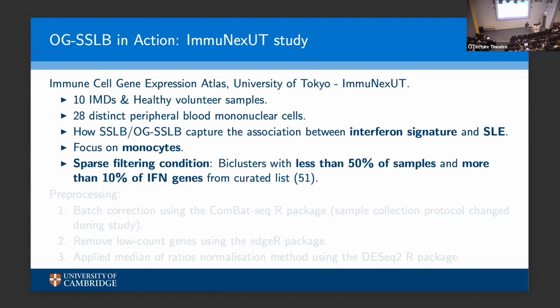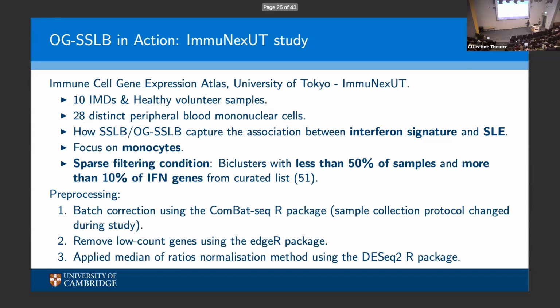So among all the biclusters that we're going to estimate, we're going to just focus on biclusters with less than 50% of samples and biclusters that also have more than 10% from a list of curated interferon signature genes, which in this case were 51. As preprocessing steps, standard steps: some batch correction, removing low count genes, and applying a median ratio normalization method for our application of SSLV and OGSSLV.